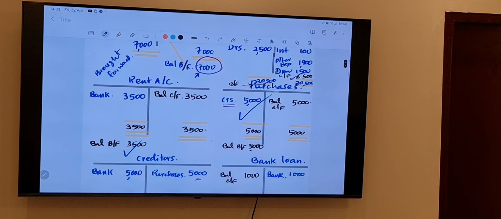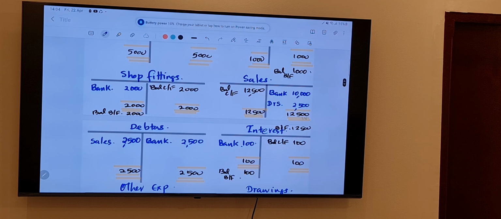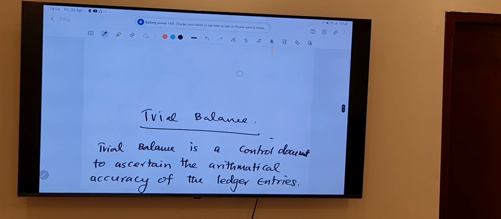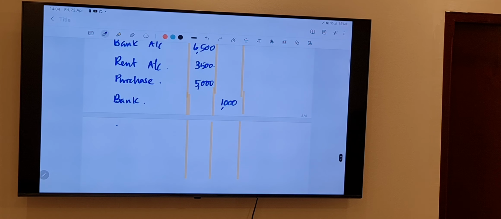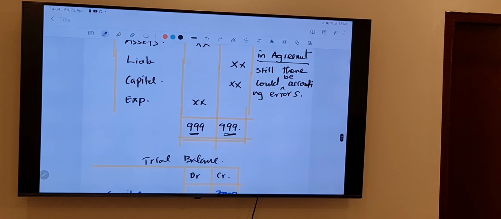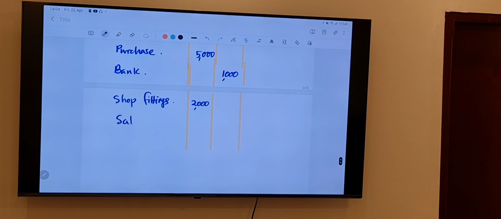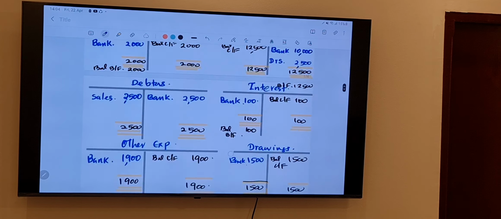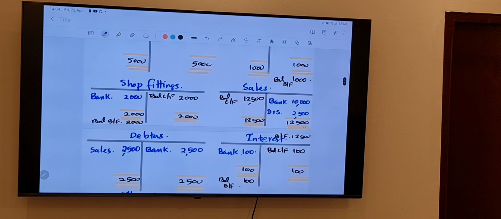Next item, after bank loan, we have shop fittings. Should we take it or no need? Yes, we should take it. Debit or credit? Debit. How much? 2,000. And then sales. How much? 12,500. Debit or credit? Credit.